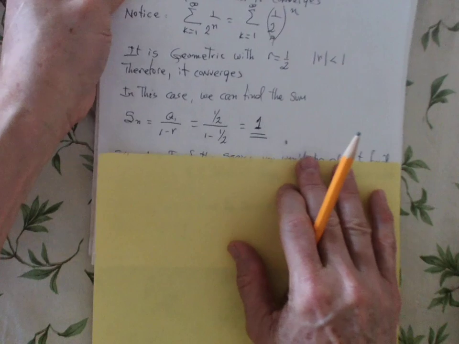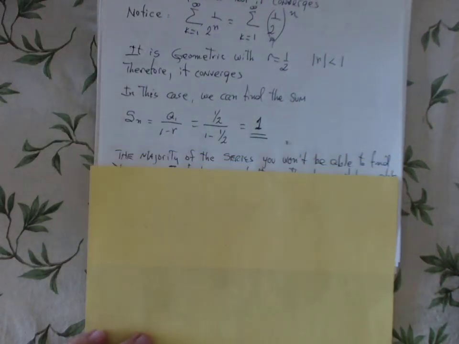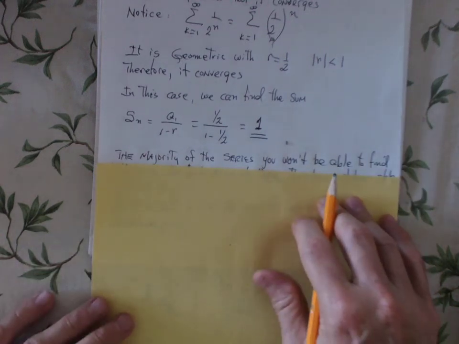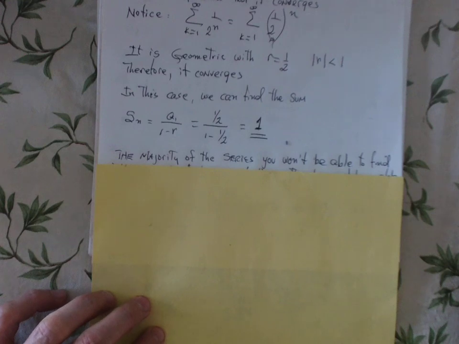Now, for the majority of series, you won't be able to find the sum. As a matter of fact, there are some you won't be able to find it at all. They know they converge, but they don't know what the answer, or the sum, is. Some of them, the complexity to find it is quite high.